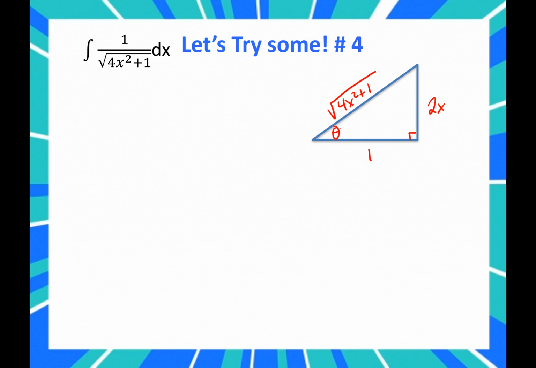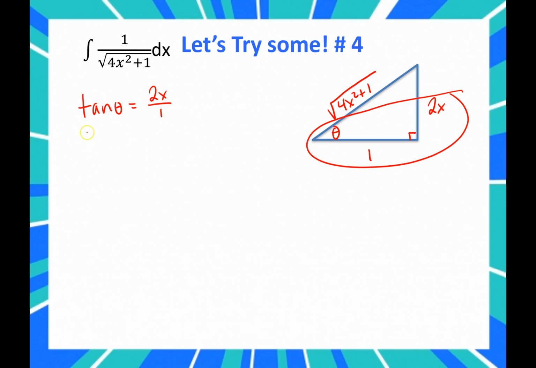And so we have to get our matches. So let's go ahead and start with our x. Excuse me, I need to use this and this. So this is going to be tangent of theta equals opposite over adjacent. So that's going to be 2x over 1.